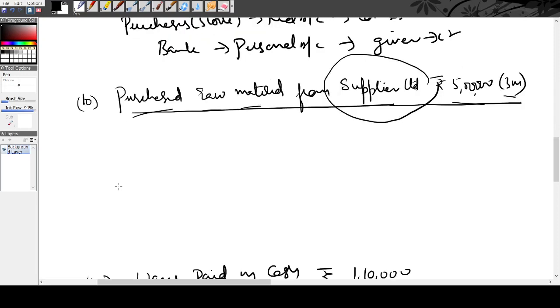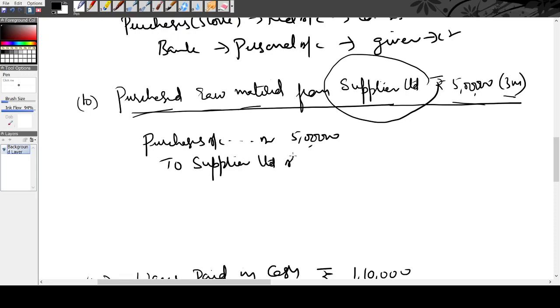So what is the entry we are going to record here? The entry will be purchases account debit rupees 5 lakh, and we have to make the payment in the future to Supplier Limited, hence I am going to credit his account rupees 5 lakh. What is the logic I have used in this journal entry?